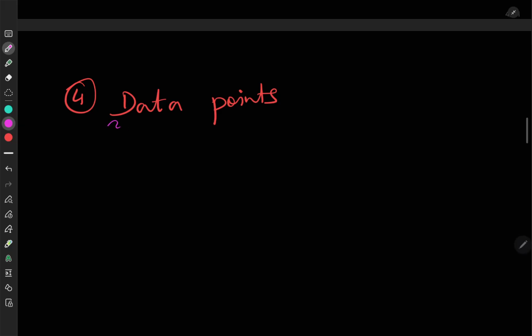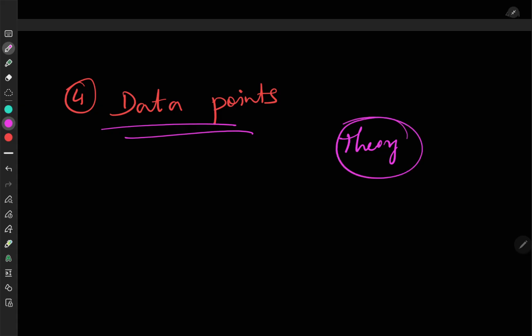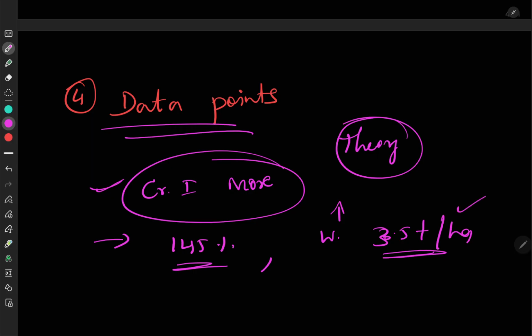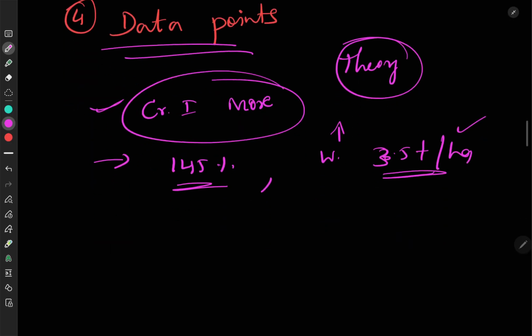What is the fourth point? Yes, data points. It is the magic of numbers. See, data speaks louder than theory. Suppose India's cropping intensity is more. This is a normal sentence. But when you add the data, India's cropping intensity is around 145%. Look at the data, right? How it feels. And wheat productivity is 3.5 tons per hectare. Instead of writing wheat productivity is higher, if you write the data, look at yourself. Just see the difference between the normal sentence and the data point.